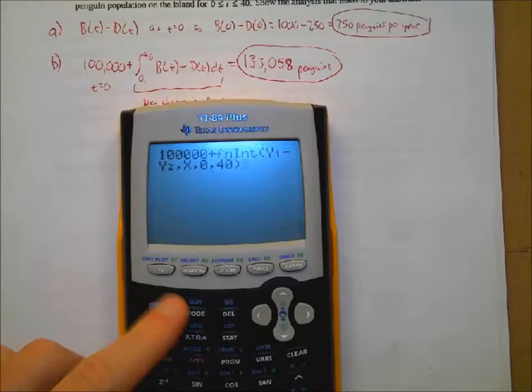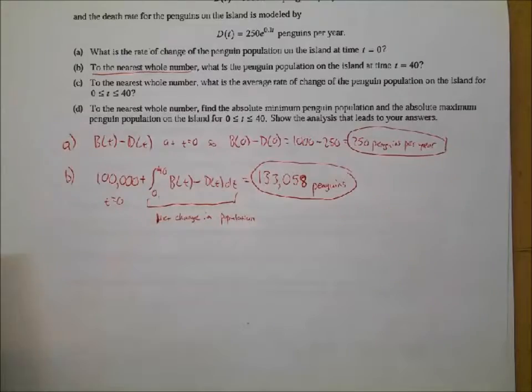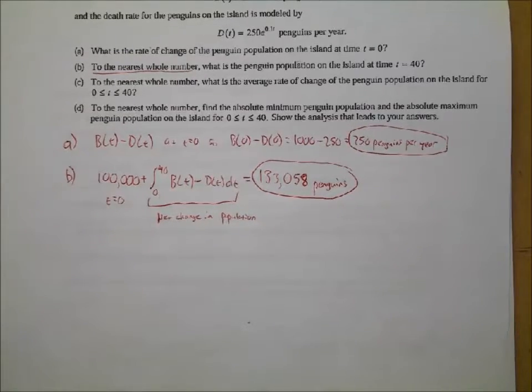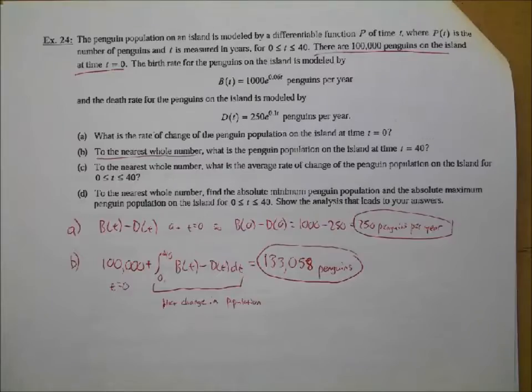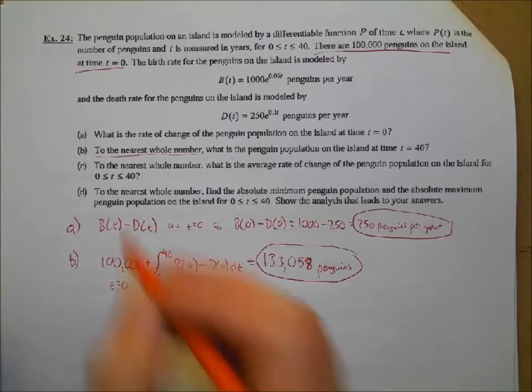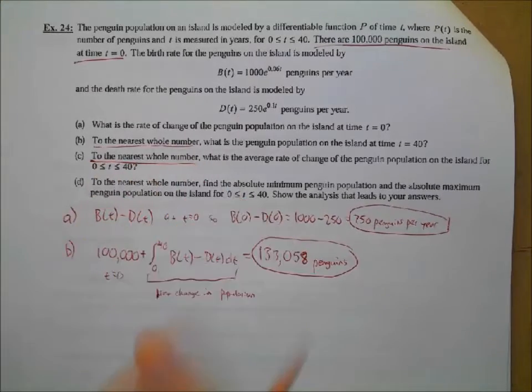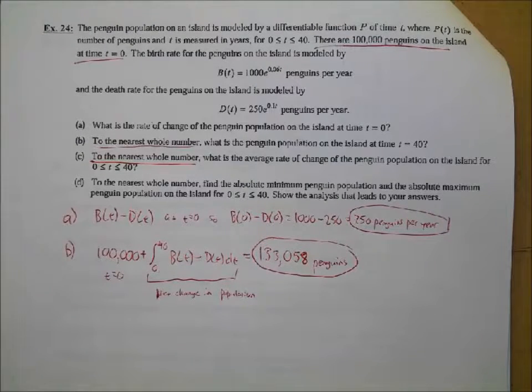All right. Any questions so far? We're good. So far, so good. All right. Letter C. Again, to the nearest whole number. What is the average rate of change of the penguin population on the island for 0 less than or equal to t less than or equal to 40?